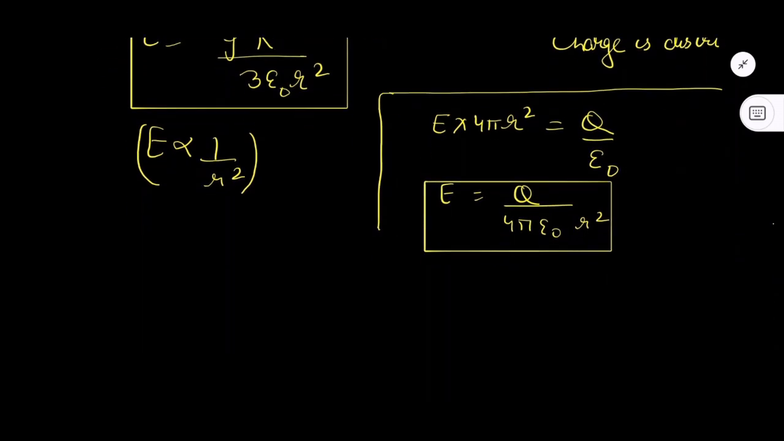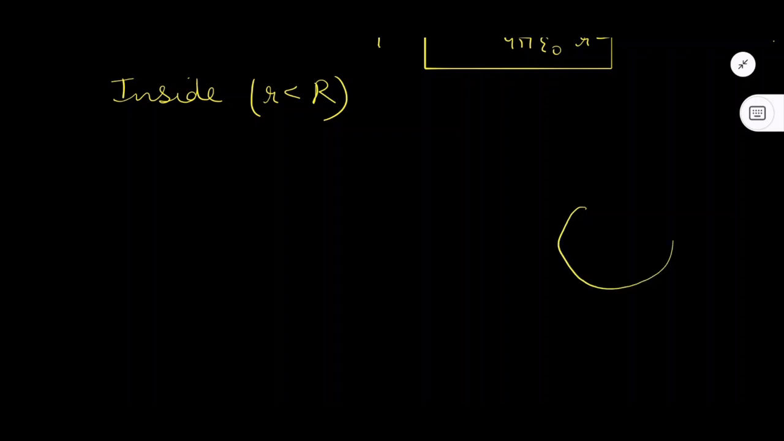Let's do it for the inside. Now for the inside of the sphere, that is r less than capital R. So again we'll be having a sphere, and now our spherical Gaussian sphere will be inside. So this is our capital R, and this is rho, and let this be the Gaussian sphere here. Okay, so it has the small r radius.